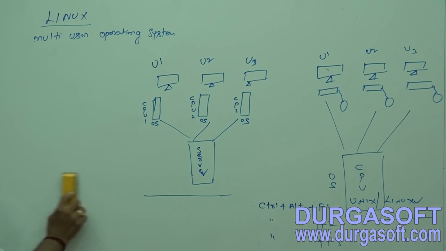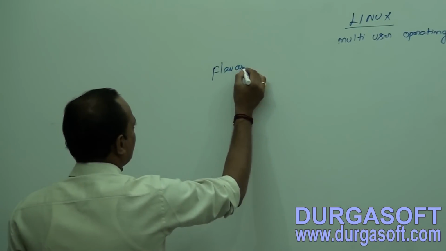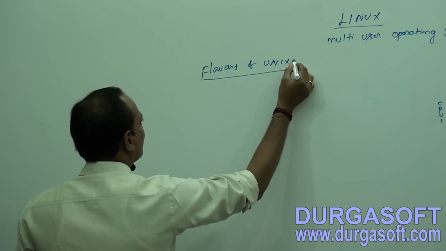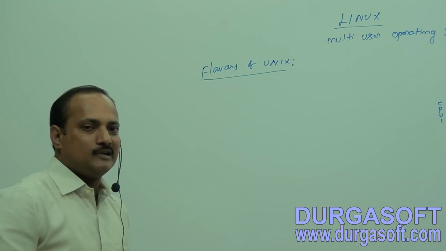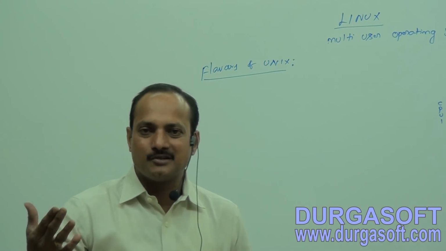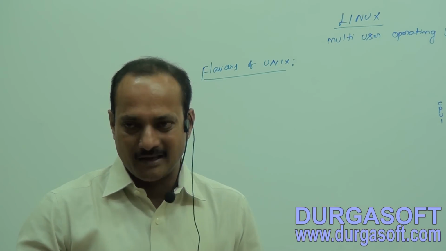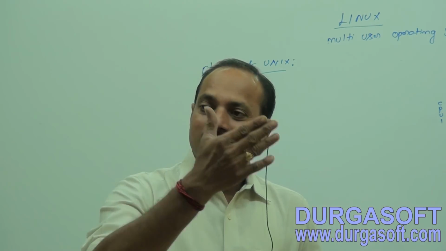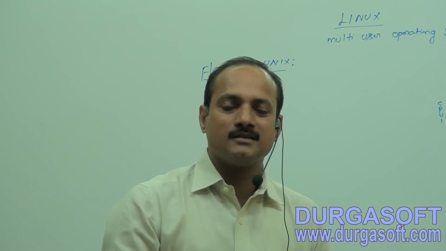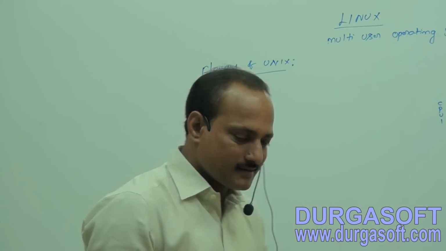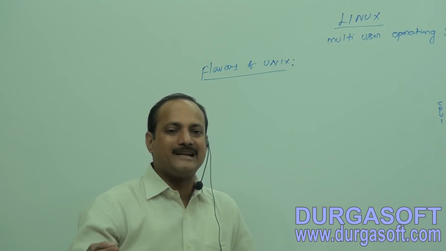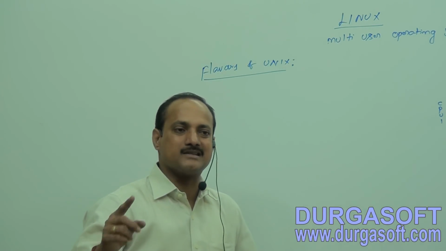Next one is, what are the flavors of Unix? Flavors of Unix means different vendors having the same kind of operating system. Windows 95, Windows 98, Windows 2000, Windows 2003, Windows XP: all are Windows operating systems, different versions. But Windows is from only one company, that is Microsoft. These are called versions. Whereas here, flavor means different companies are implementing the same kind of operating system. That is called a flavor.